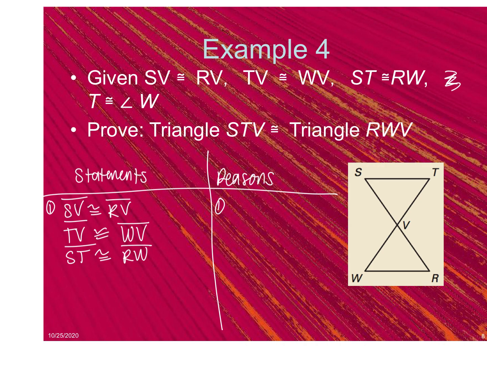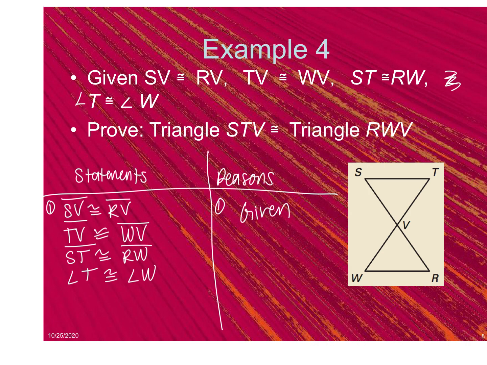And I'm going to write this angle symbol over here. Angle T is congruent to angle W. This is one of the easier proofs, sorry. And what's my reason for this? Anybody know what the reason would be for this information? Given.